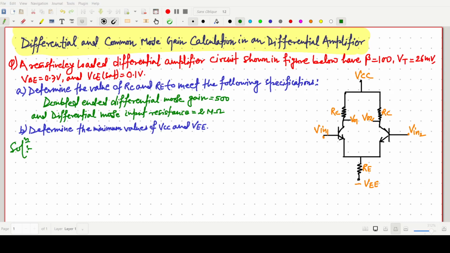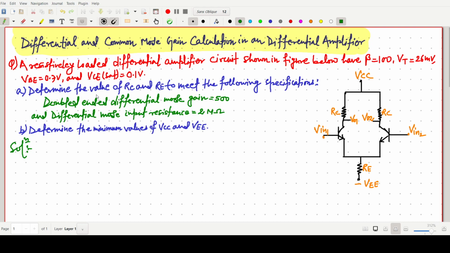Welcome everyone. In this video, we will solve a very good numerical based on the differential amplifier concept, in which we have to find the differential and common mode gain. The circuit is given, along with some well-known facts: current gain beta 100, Vt 26 millivolt, base emitter voltage 0.7 volt, and Vc saturation 0.1 volt.